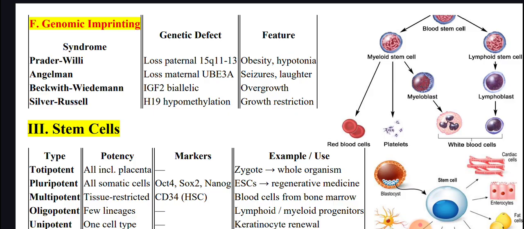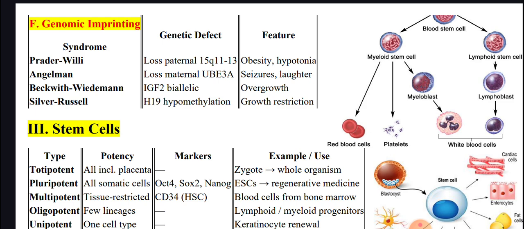Can you give us some examples? The classic pair involves a specific region on chromosome 15, specifically 15q11-13. If the paternal copy of this region is lost or deleted or incorrectly silenced, it results in Prader-Willi syndrome. Characterized by developmental delay, hypotonia, low muscle tone in infancy, and later hyperphagia leading to severe obesity.